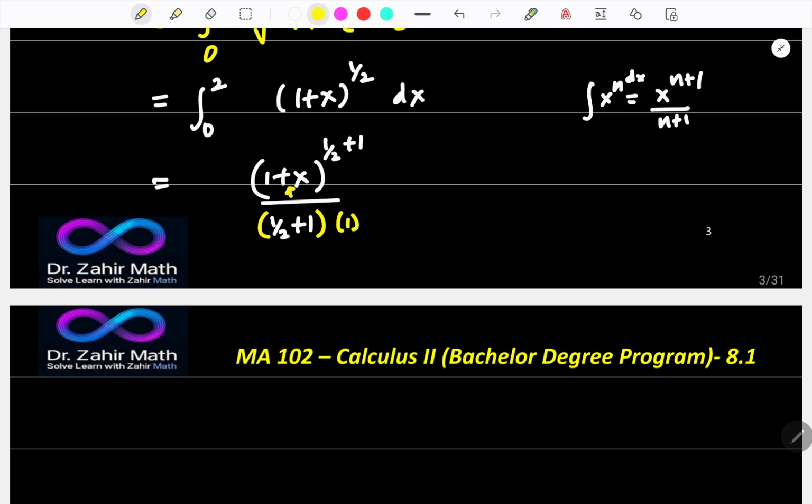Suppose you have 2x, you should put 2. Suppose you have 3x, you should put 3. Right. So the limits are what? The limits are 0 to 2. Right? Yes.